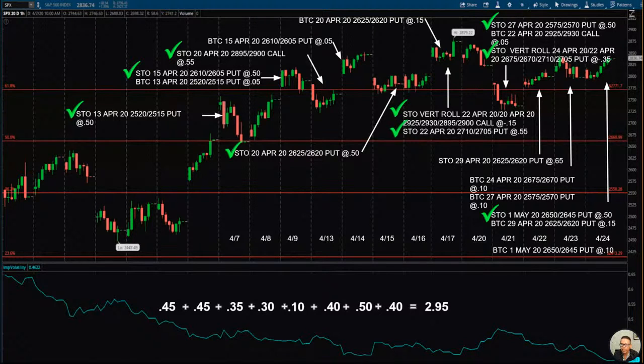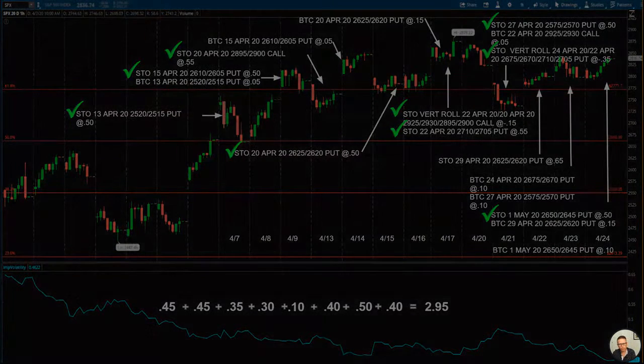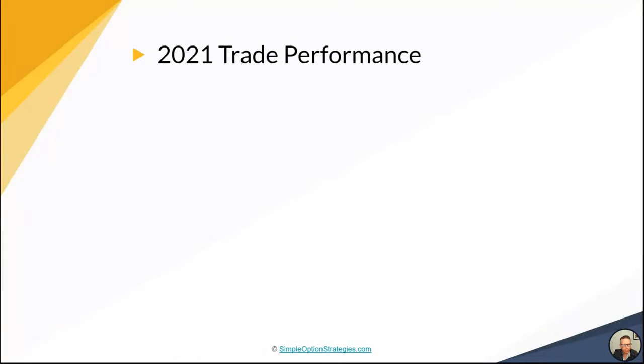look at where I put on these rolls especially, because that's really the important part, and you'll learn a lot from it. Okay. All right. So let's talk about trade performance.